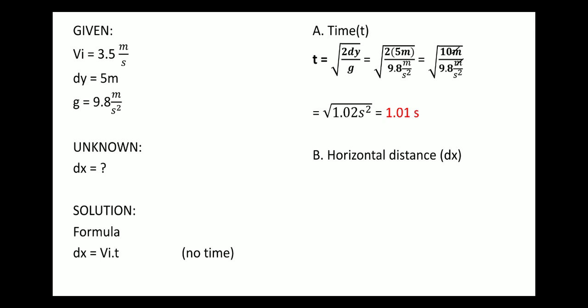Then let's find the dx. The formula is dx is equal to vi times t. Substituting the values, we have 3.5 meters per second times 1.01 seconds. Then cancel s, then dx is equal to 3.54 meters.